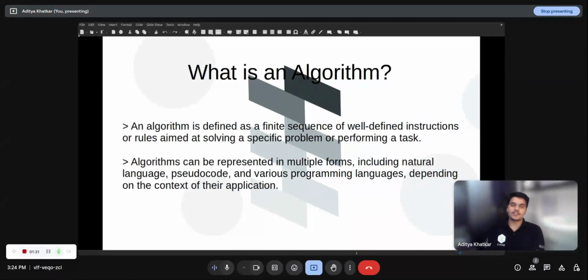So, what is an algorithm? An algorithm is defined as a finite sequence of well defined instructions or rules aimed at solving a specific problem or performing a task. Algorithms can be represented in multiple forms, including natural language, pseudocode, and various programming languages, depending on the context of their application.